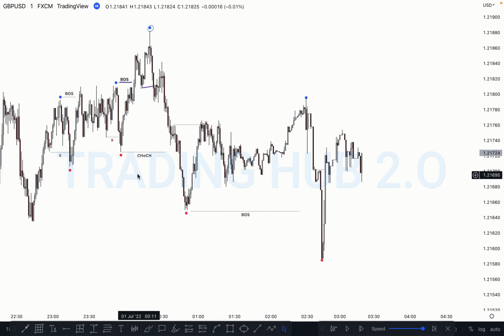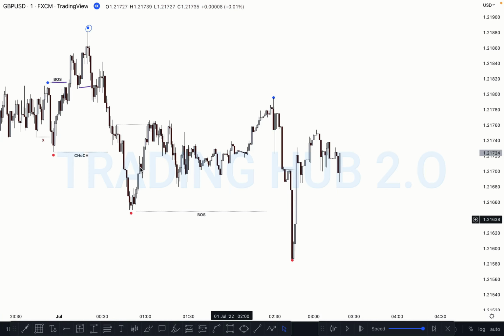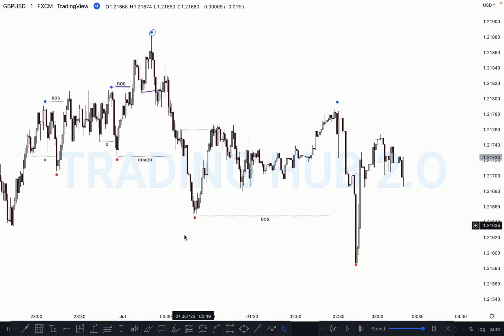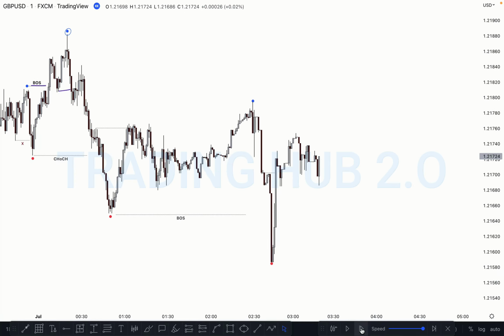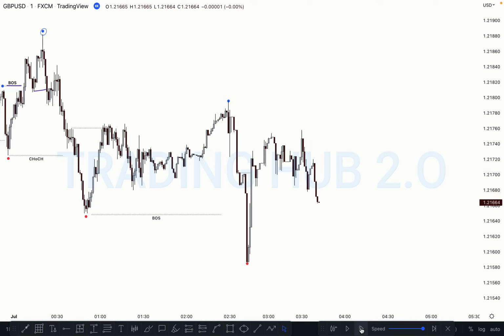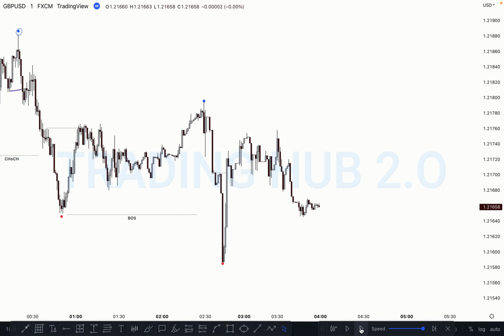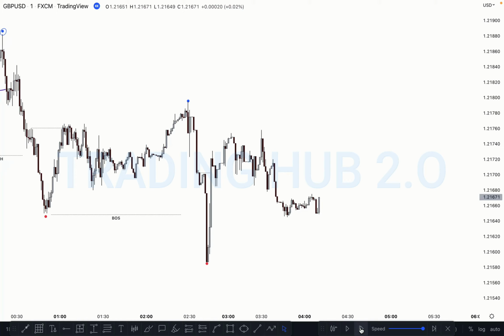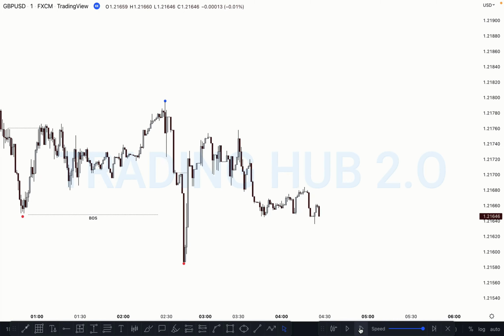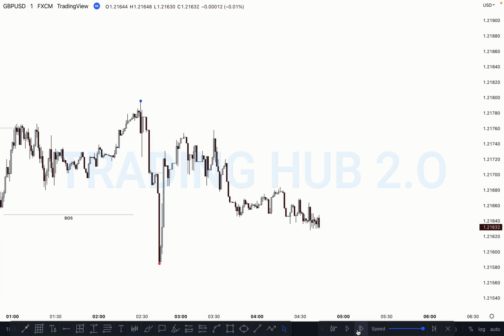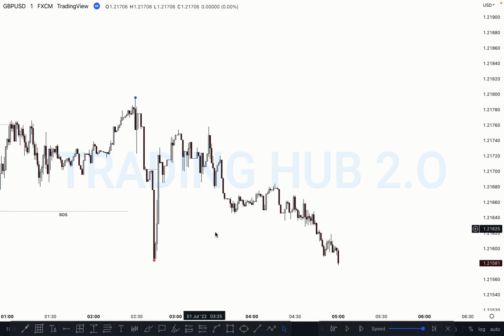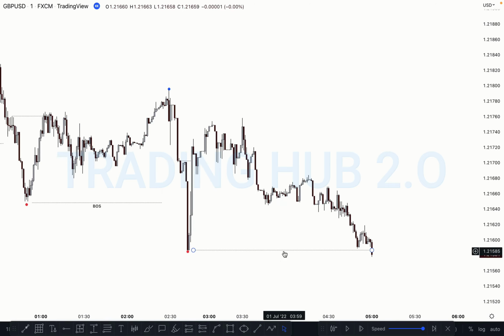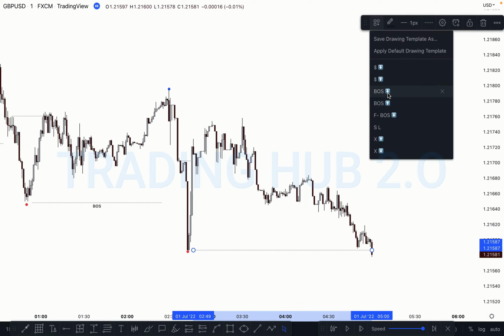So this market changed, first bullish, then bearish, and now going in a downside. Okay, so let's see what happened next. I would like to wait for a break of structure, then we can sell. Okay, as you can see here, the market breaks the structure and closes below it.